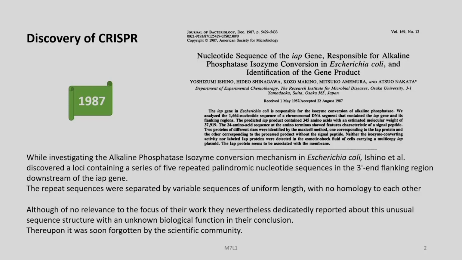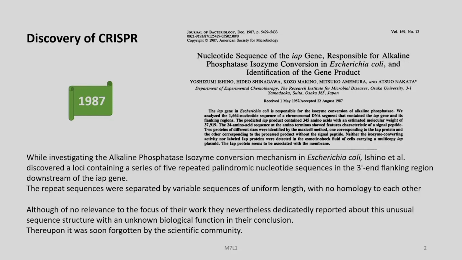Let's start with the work of Ishino et al., who in 1987 was working on an interesting enzyme called alkaline phosphatase, which has many isozyme forms. They were looking into the mechanism of conversion of the various isozyme forms in E. coli, and while doing so, they discovered a series of 5 repeated palindromic nucleotide sequences in the 3' end flanking region downstream of the IAP gene.